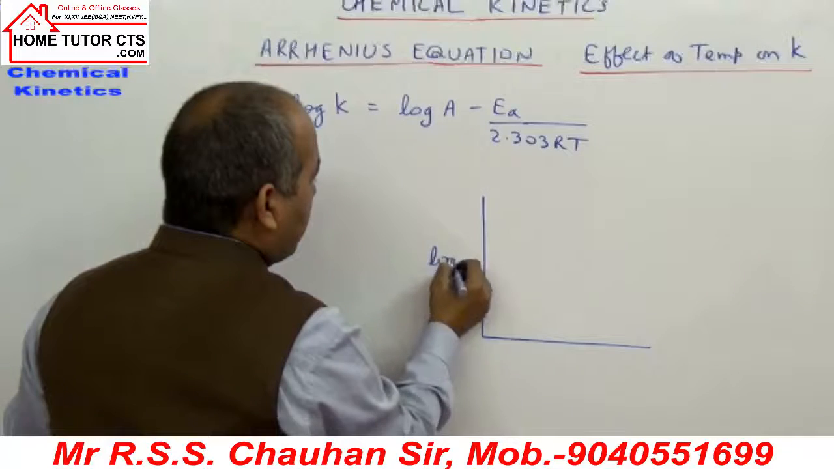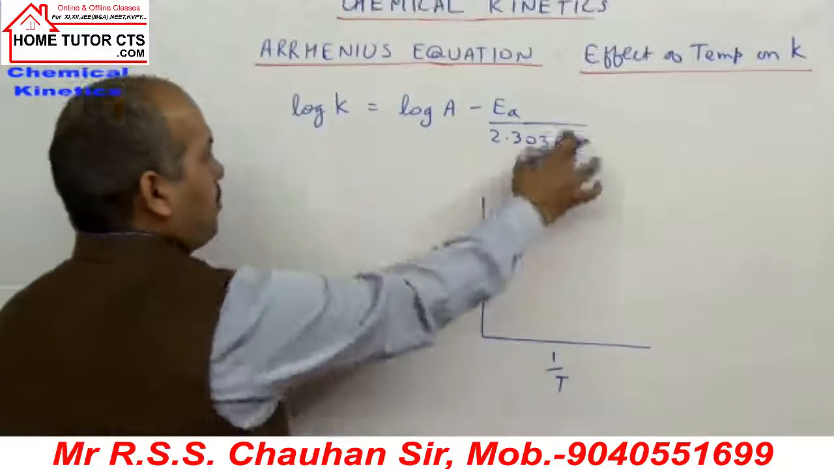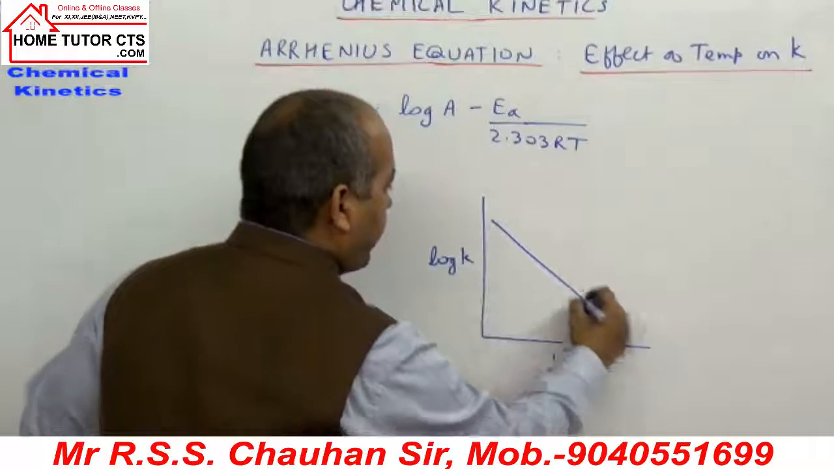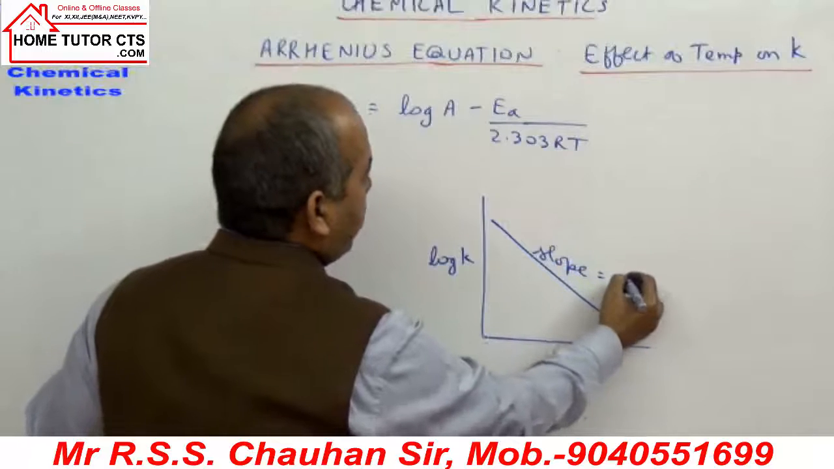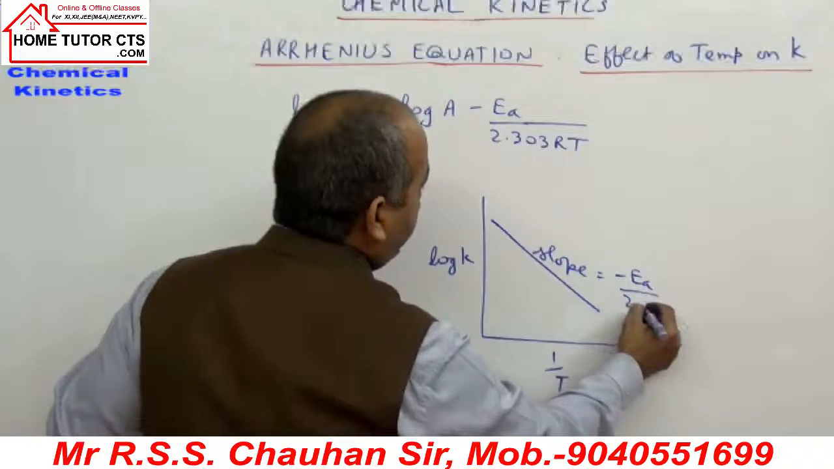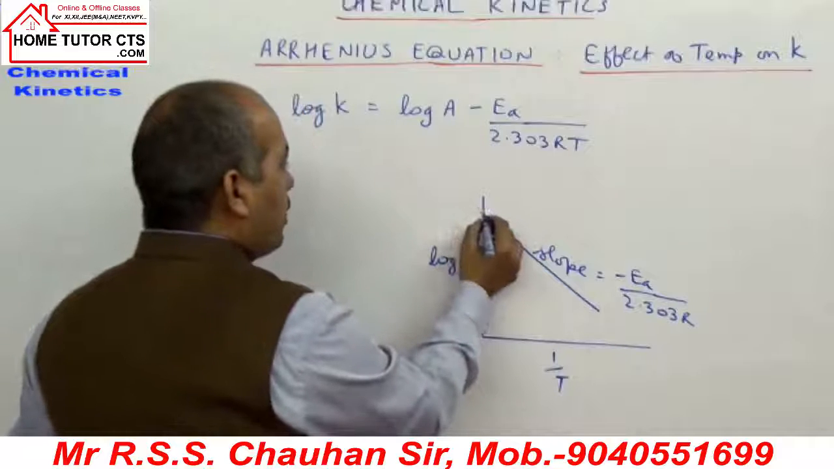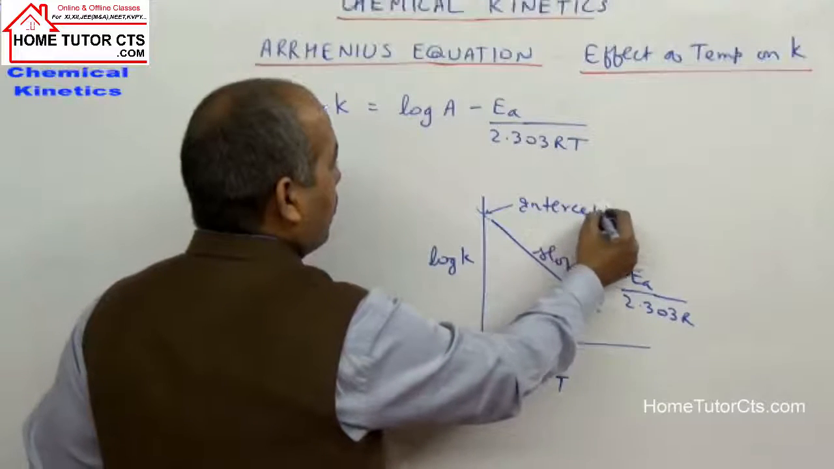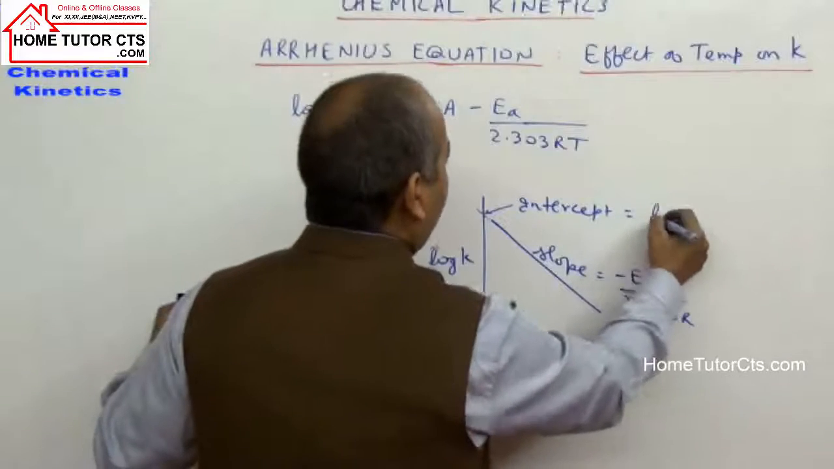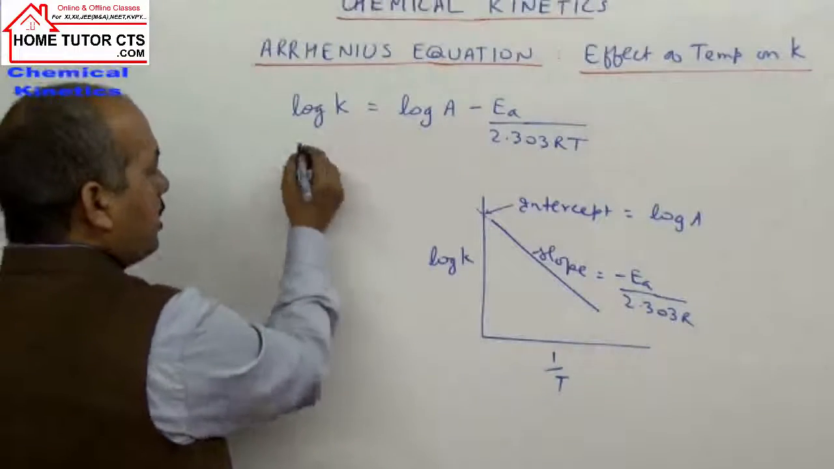Log K versus 1 upon temperature. We get a negative slope. For the reaction, slope can be taken as minus EA upon 2.303 R, and the intercept can be taken as log A along the y-axis.